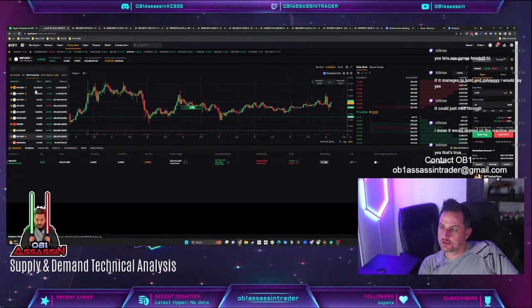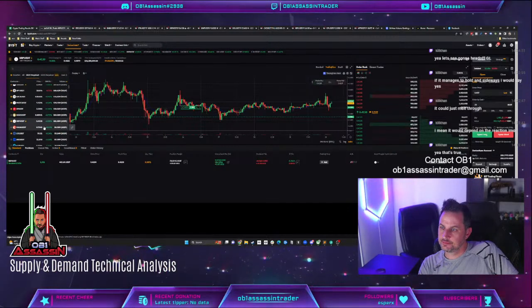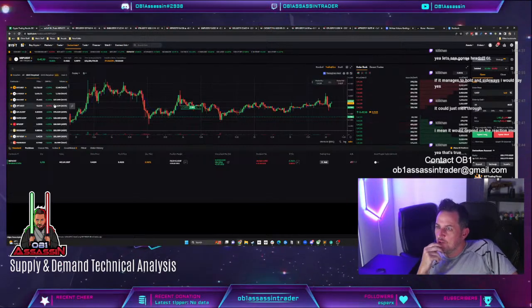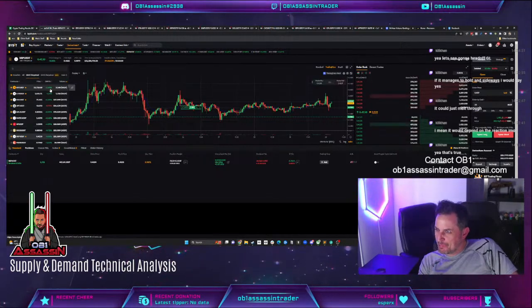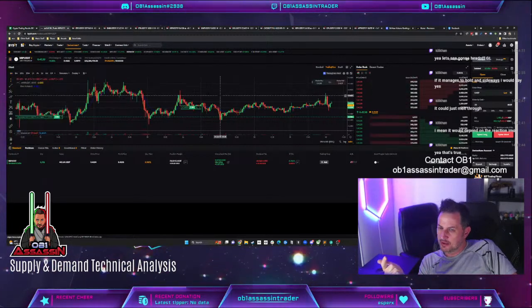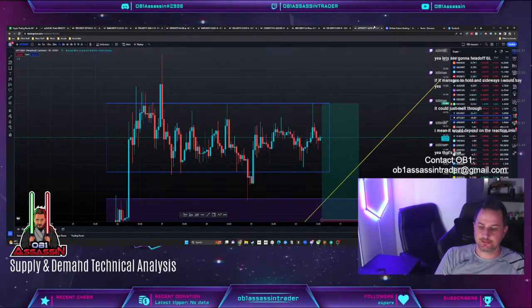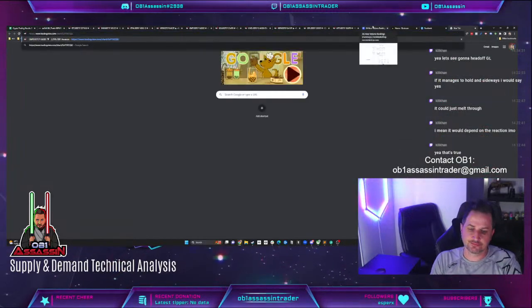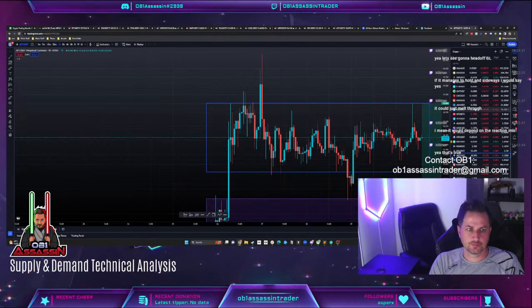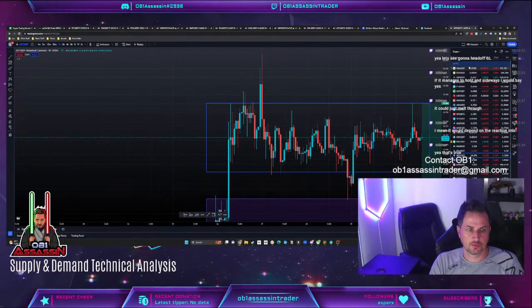What's next? So it looks like Bitcoin, ETH, Sol, and APT are the coins to be looking at. I'll do Gala and Matic. Gala and Matic. Gala.